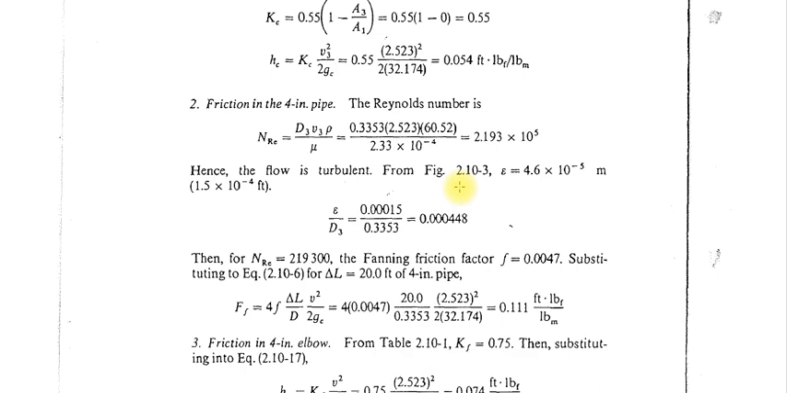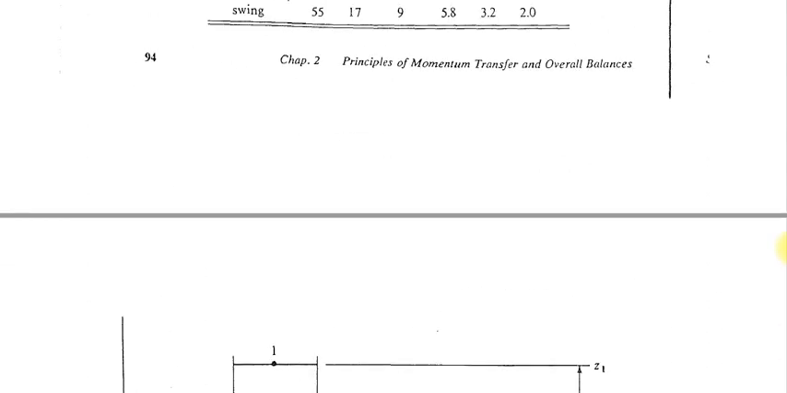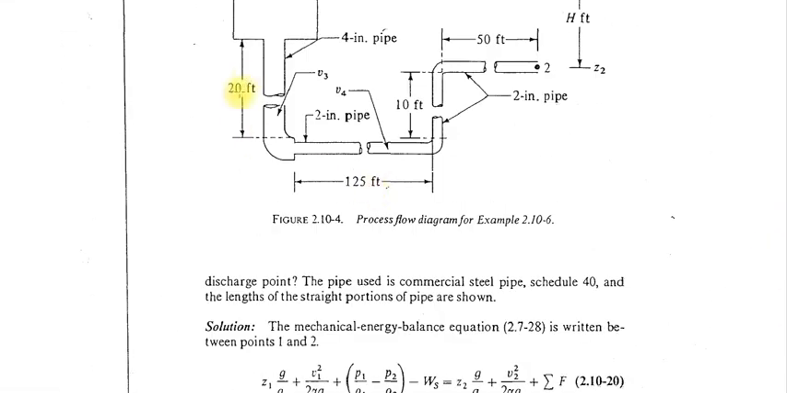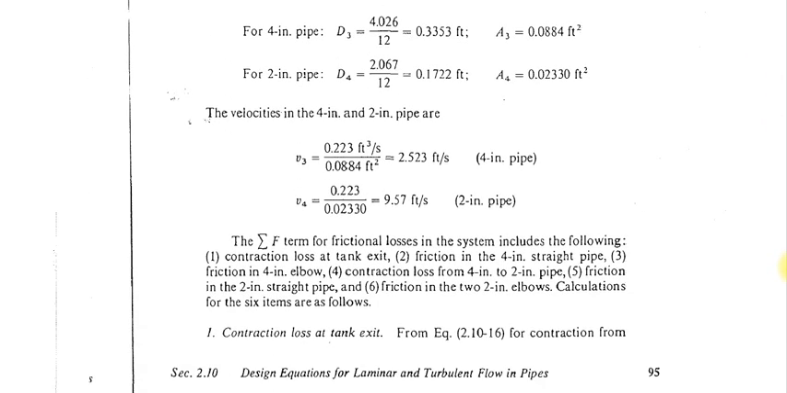Instead of going for this calculation, the value of f might be directly given to you. So they have just calculated it using the Moody's graph, and it comes f equal to 0.0047. The length is given in the problem: 20 feet. We are calculating the friction loss due to this long pipe. 20 feet is the length.